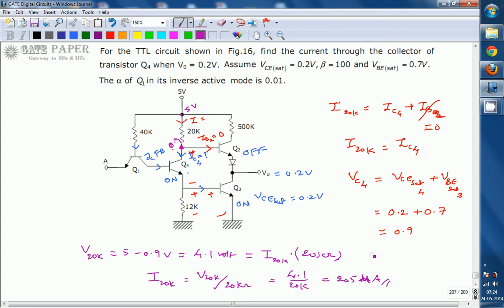This is the current flowing through the collector of transistor Q4.